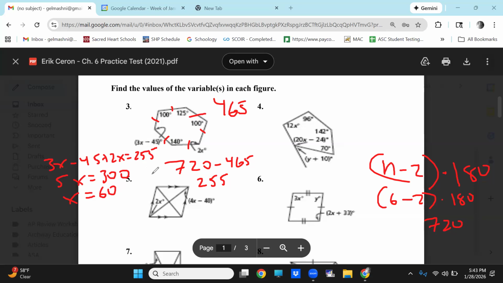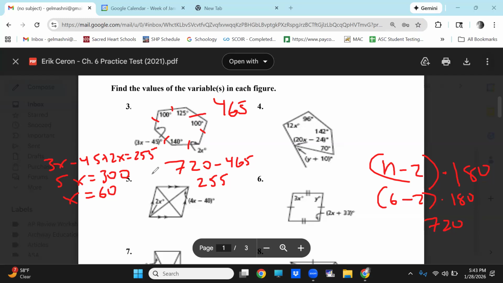2x is equal to 4x minus 40. x is equal to 20. Is that the answer? That x is equal to 20? Um, they equal each other. Yeah. Keep going.